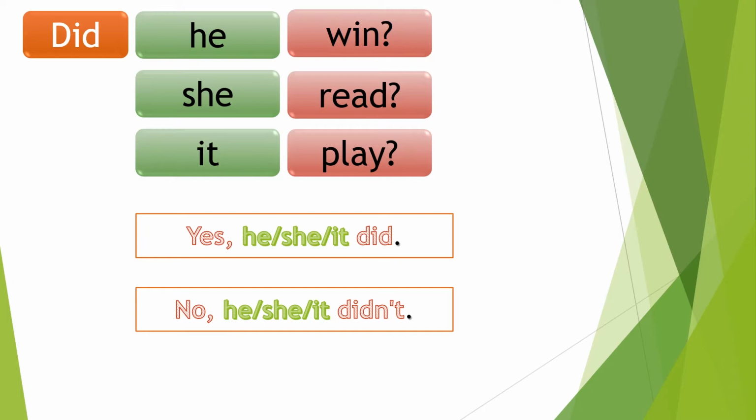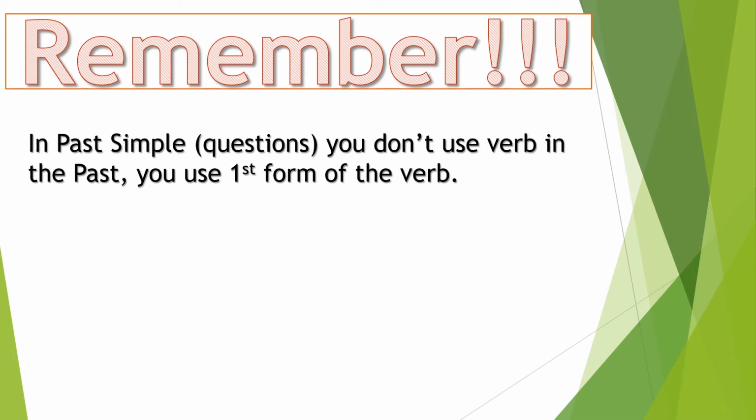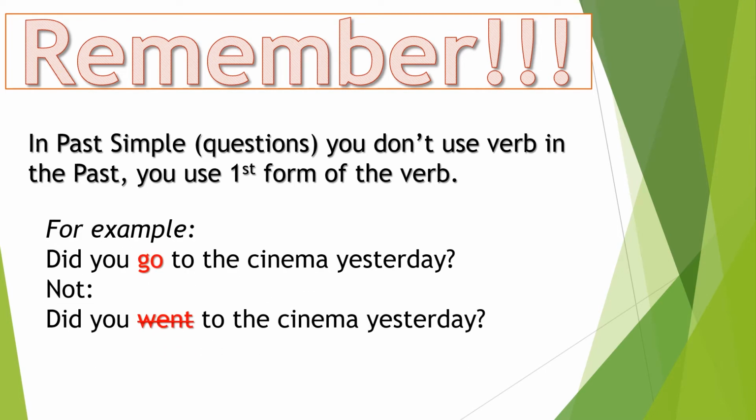So now you look at the slide again and try to correct it. But remember, in past simple questions, you don't use the verb in the past, you use the first form of the verb. Let's take a look at the example. The first example is, did you go to the cinema yesterday? We don't say went in the question. Remember, we always say the first form of the verb.